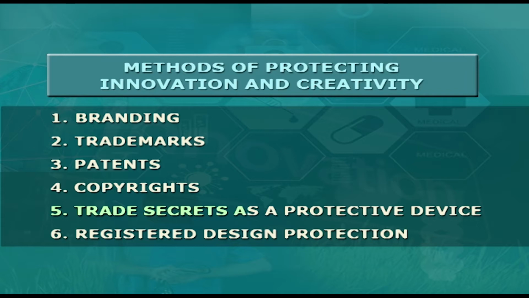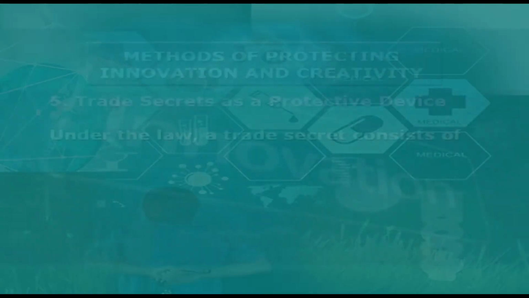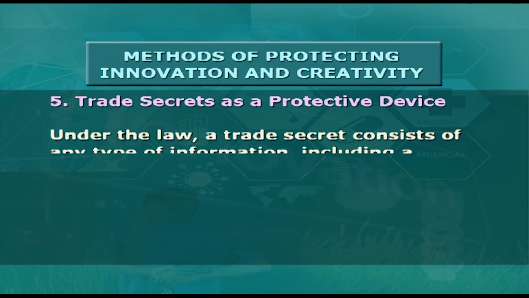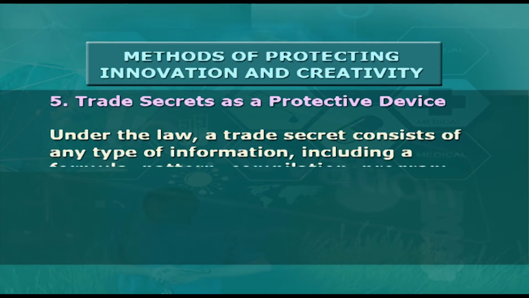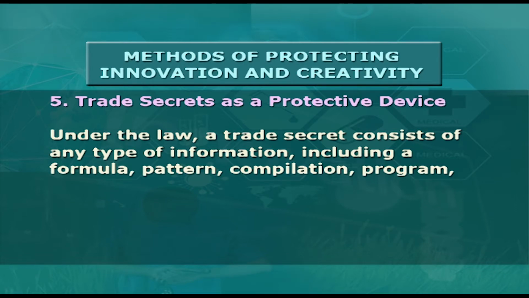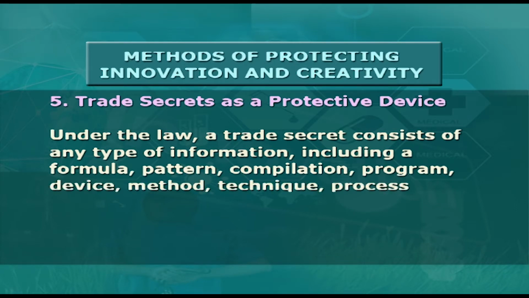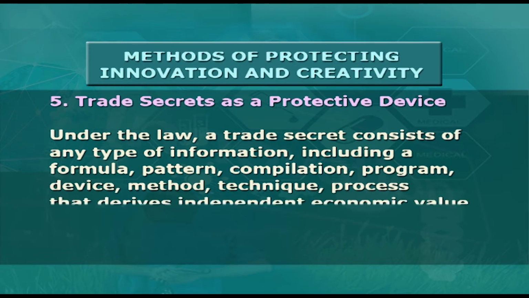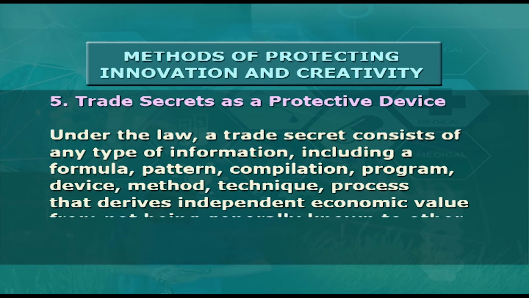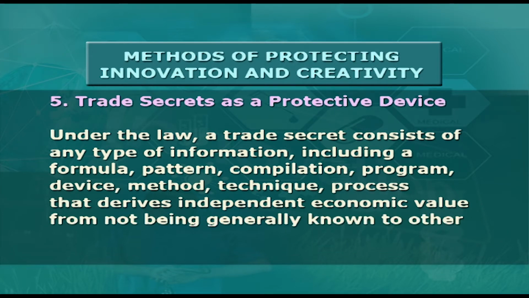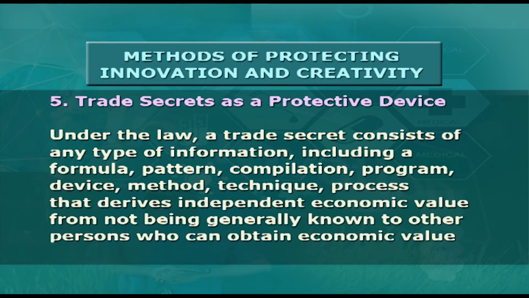Fifth is a trade secret as a protective device. Friends, the best way to protect creative ideas and concepts is for them to be developed into a trade secret. Under the law, a trade secret consists of any type of information, including a formula, pattern, compilation, program, device, method, technique or process that derives independent economic value from not being generally known to other persons who can obtain economic value from its disclosure or use.